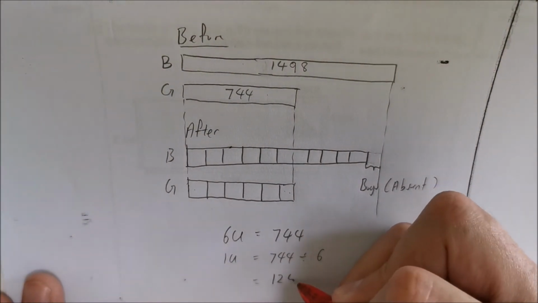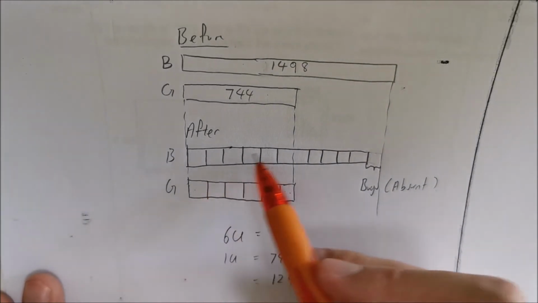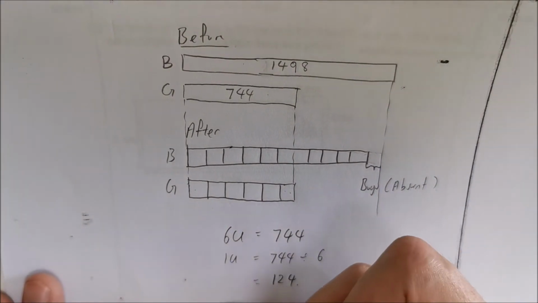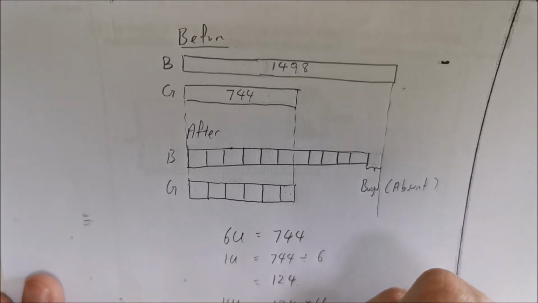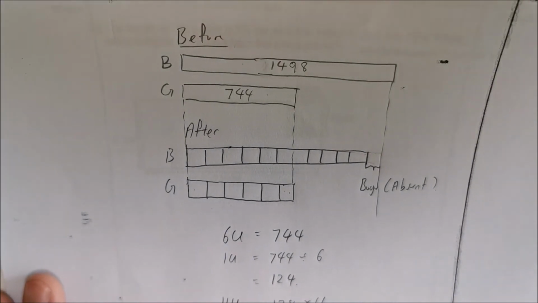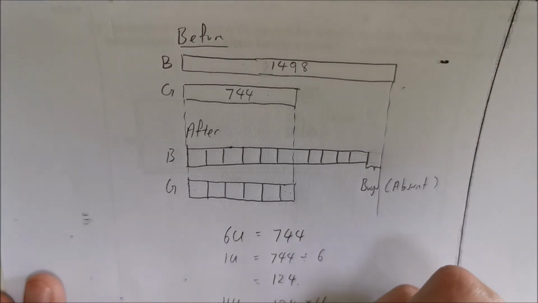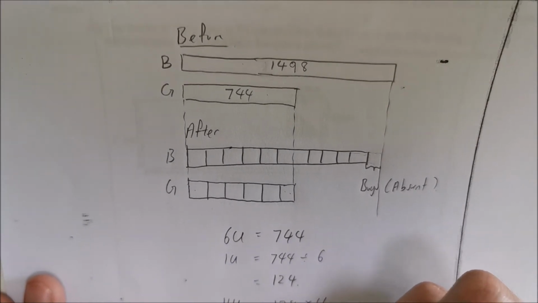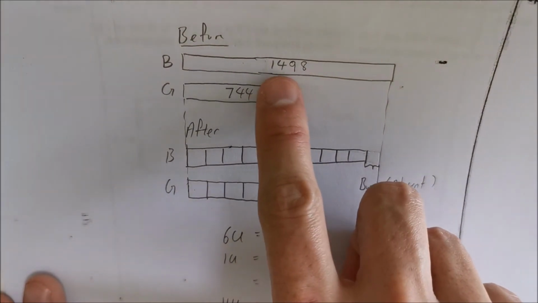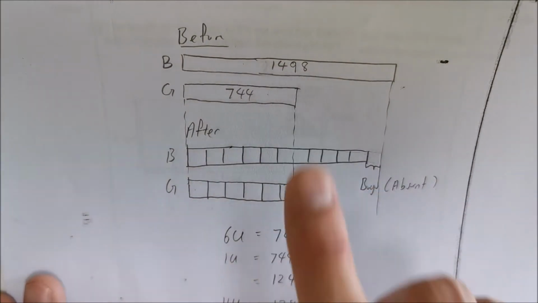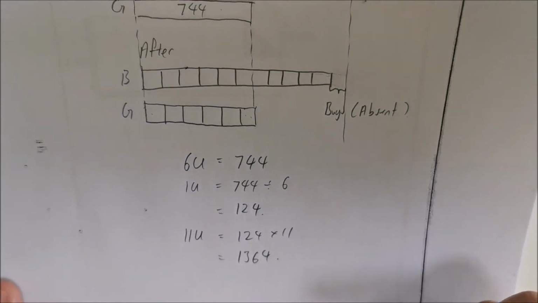124. So how many boys were there at the end? 11 units, right? So 11 units, 124 times 11, I will get 1364. Sorry, 1364. And guys, 1364 is 11 units, so it's smaller than 1498, right? So the difference will be the boys who were absent.